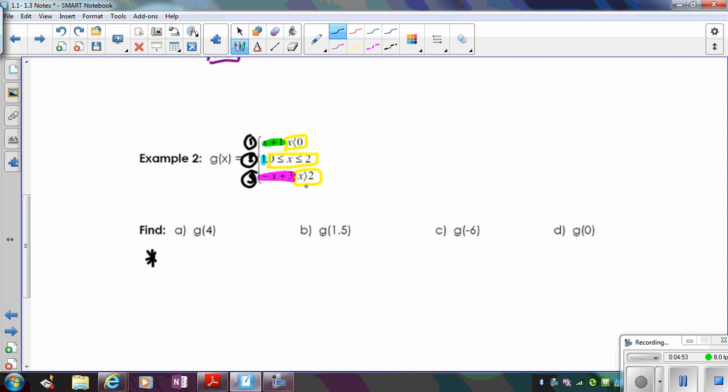4 belongs to the third category. It's greater than 2, so that means we're going to use number 3. So when we go to plug in g of 4, negative, parentheses where the x is, plus 3. So our 4 gets inputted into the parentheses. So this ends up being negative 4 plus 3, so we get negative 1.